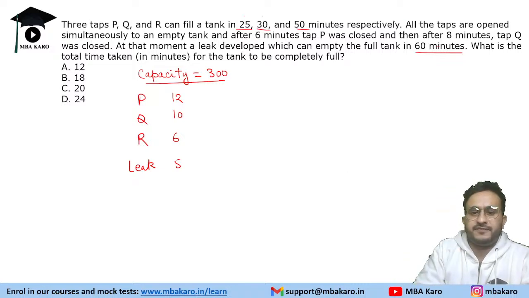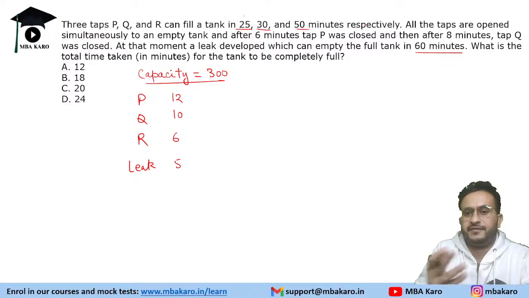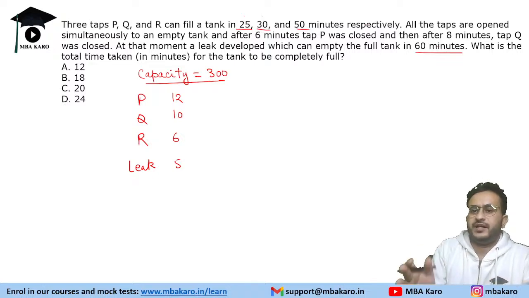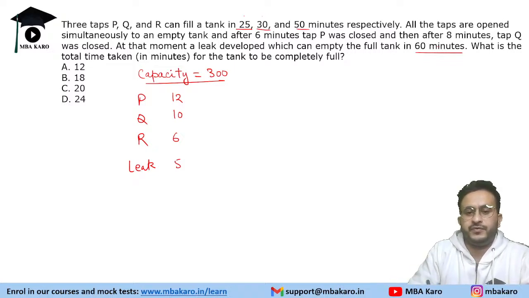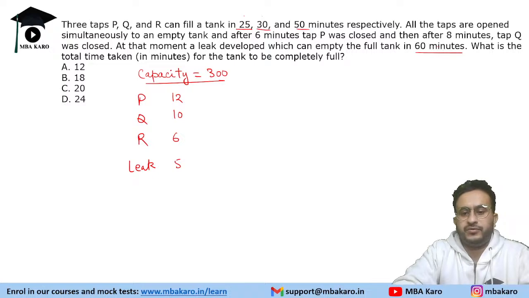So it says first all are open, right? After 6 minutes P is closed, then after 8 minutes Q is closed, and after that, at that moment, the leak will start. So we need to find the total time taken to completely fill the tank.